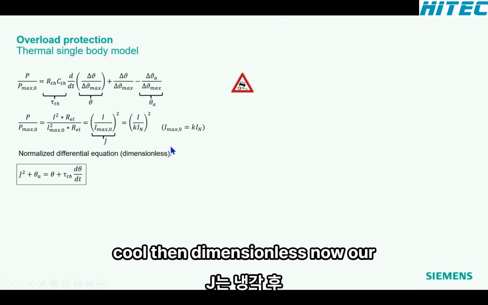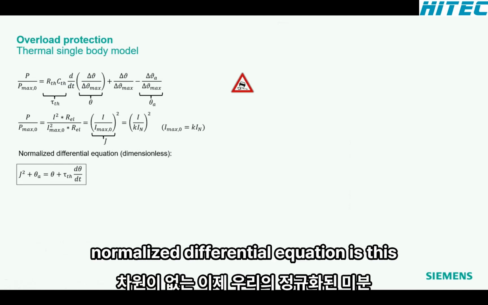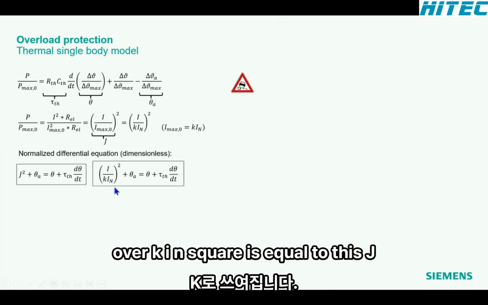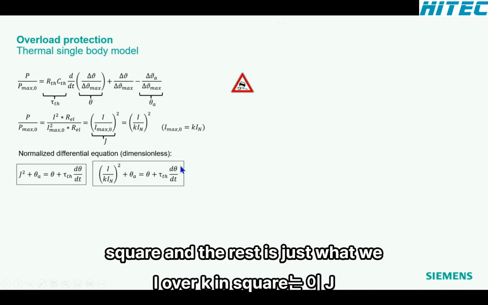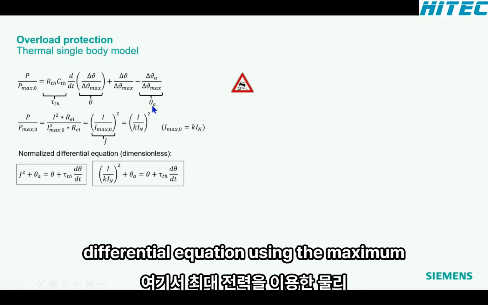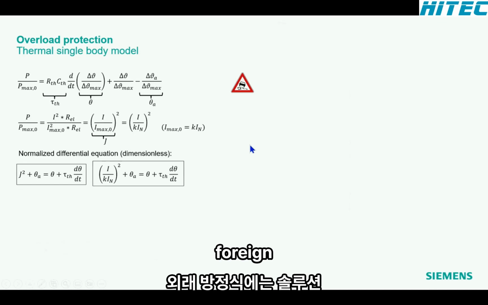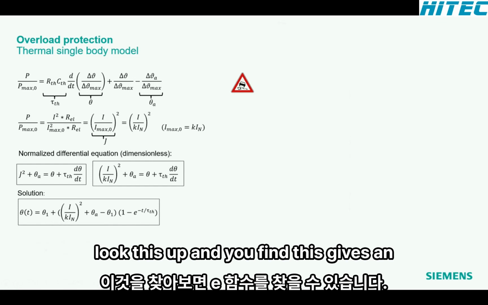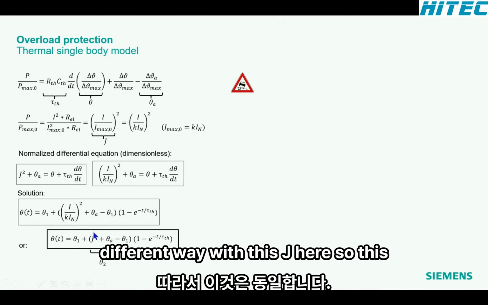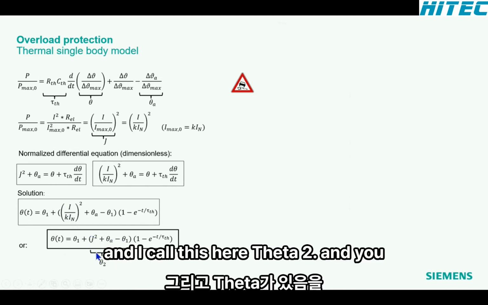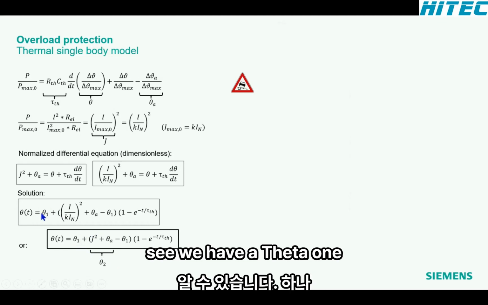Good. Then dimensionless, now our normalized differential equation is this here, or written also with a K here, I over K IN squared is equal to this J squared, and the rest is just what we found out by the standardization of the physical differential equation using the maximum power here. This differential equation has a solution, a recipe, you can look this up, and you find this gives an E function. I wrote it also in a different way with this J here. So this is equivalent, and I call this here theta 2, and you see we have a theta 1.